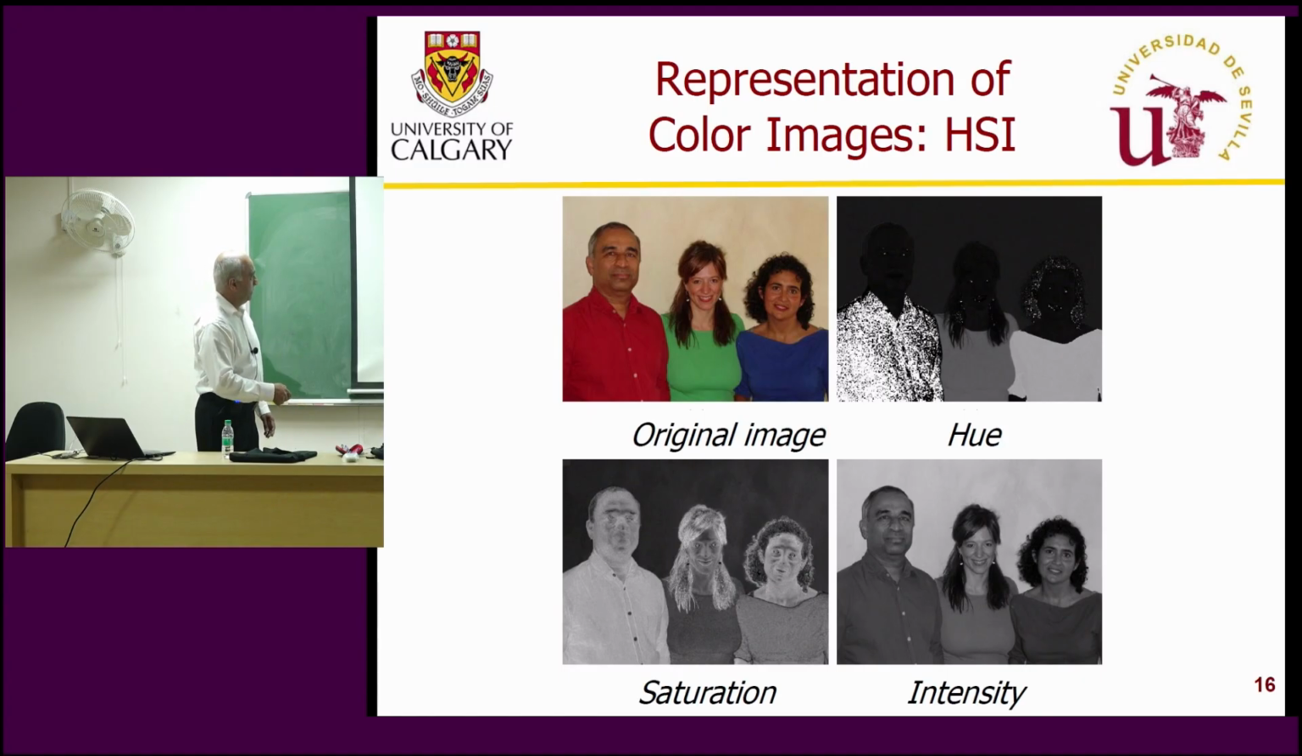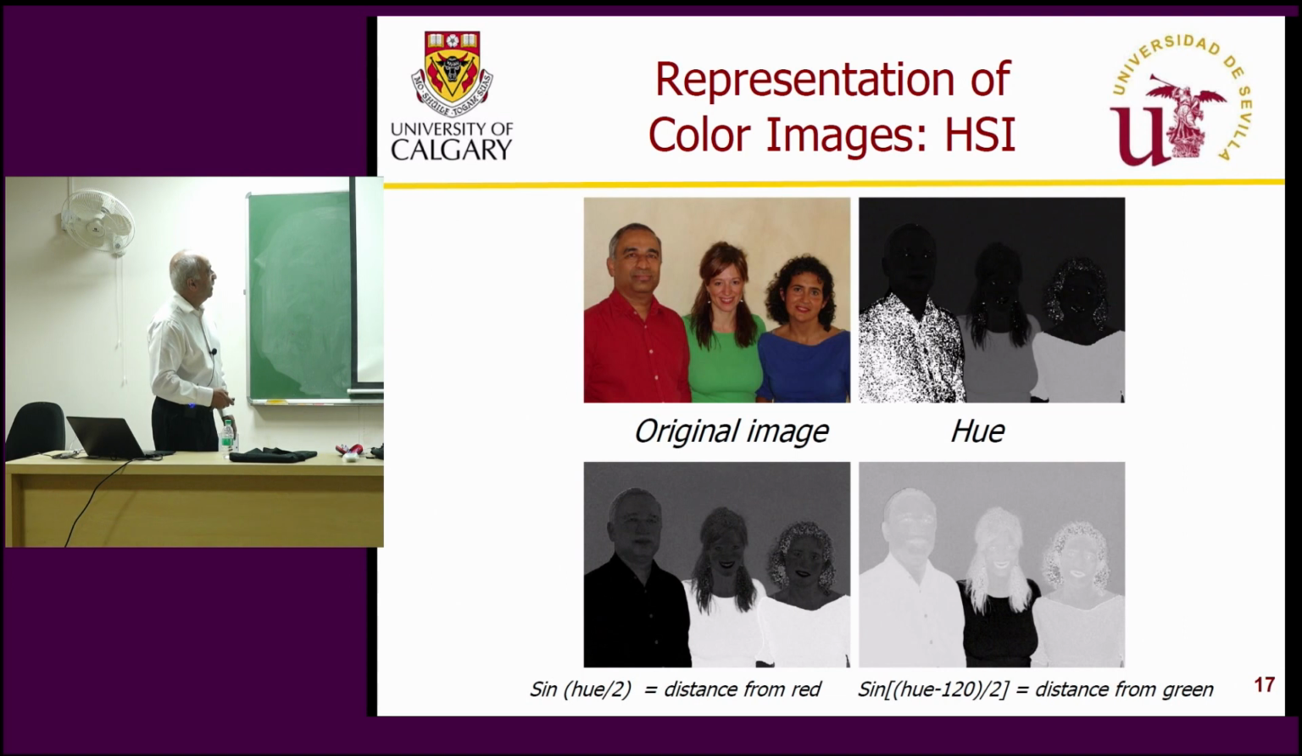Okay, saturation, my shirt is pure red, that is not pure green. That blue perhaps is close to pure blue. If you take the sine of hue divided by 2, then that becomes distance from red. So don't display the angle as such, take the sine, and then those things are cleaned up. So what is the distance from red? So positive or negative, 1 degree this way or 1 degree that way is the same distance from red.